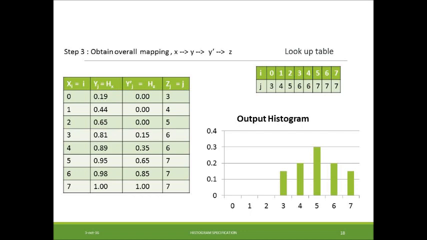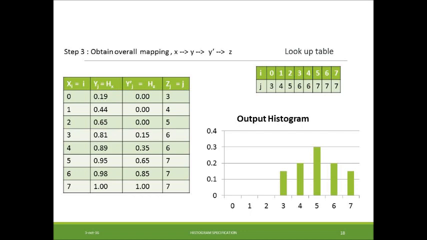Now let's take i equal to 2. Corresponding Hx value is 0.65. Now we need to search for the Hz value closest to 0.65, and we can see that 0.65 is readily available, that is with no error. 0.65 can be mapped to 0.65 itself. So corresponding to 0.65, the intensity level is 5. So this means that i equal to 2 corresponds to j equal to 5.